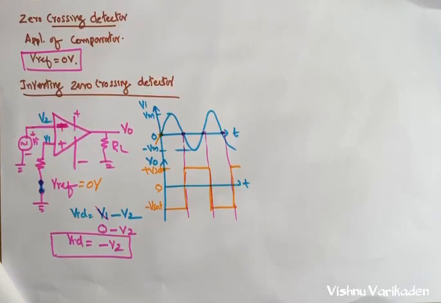So there are two basic comparators, inverting and non-inverting, and one of their applications is the zero crossing detector.